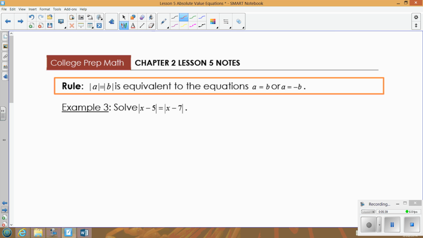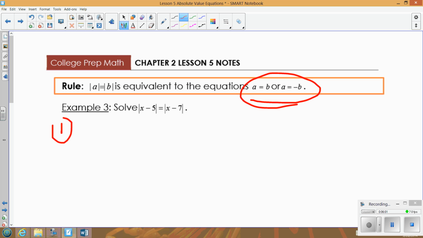Just another scenario. What happens if it's an absolute value equal to an absolute value? What do you do then? Well, it's really not that big of a deal because it's going to be the exact same thing as what we did before, where you're going to set one equal. You're going to basically drop both absolute value bars, and then you're going to have a second situation where you have one equal to the opposite. So I'm going to have my two situations.